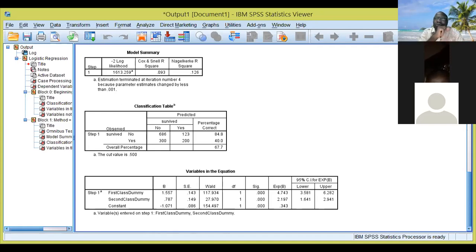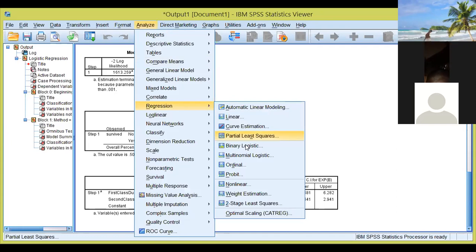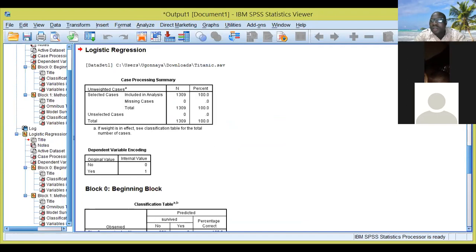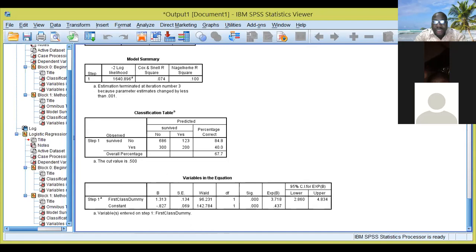Now the thing we said, let's do it one by one. We'll go and use only the first class. It will give you different results. Go back and remove second class from it, and keep only the first class. Can you see my output table? Scroll down. Can you see now?